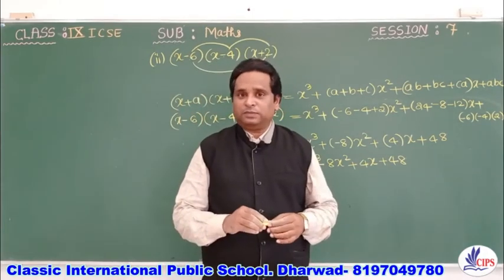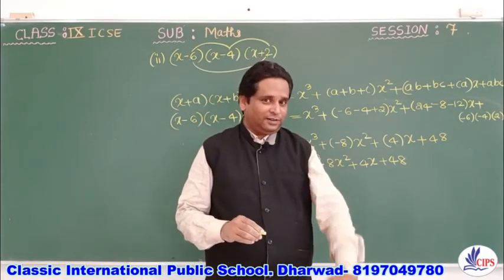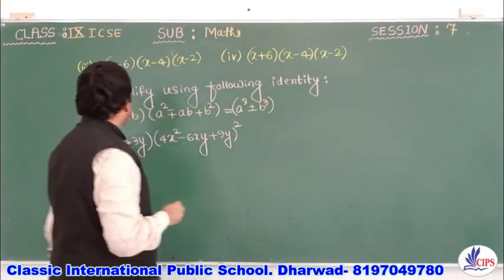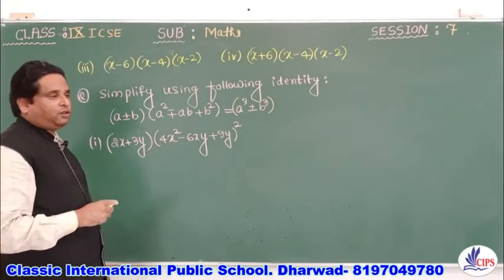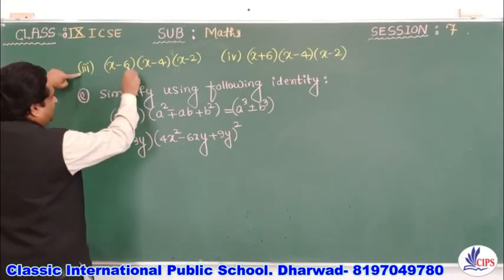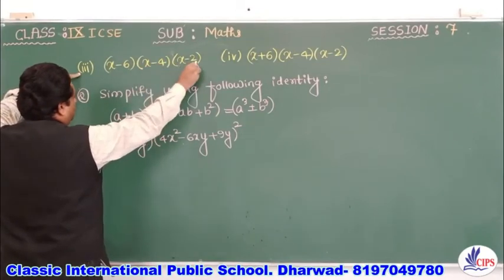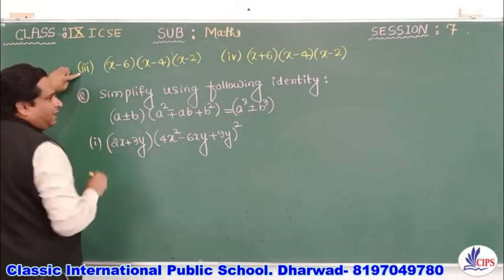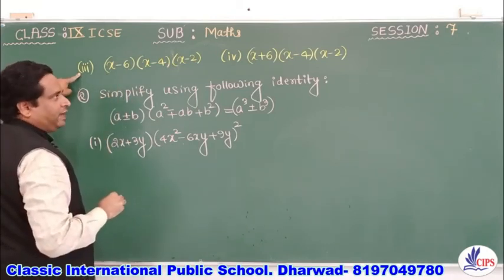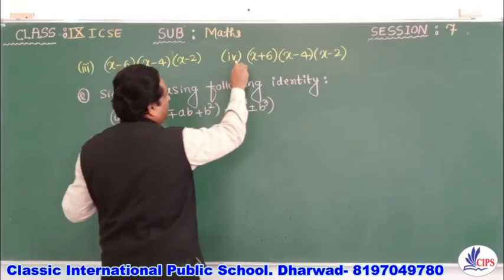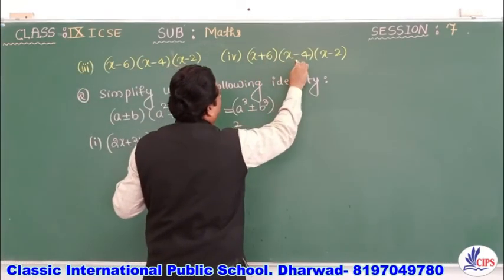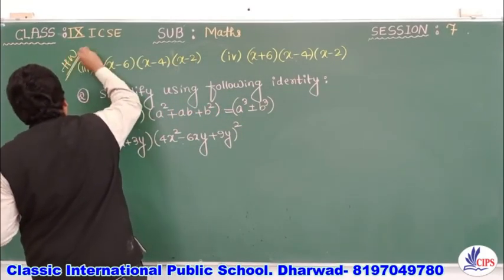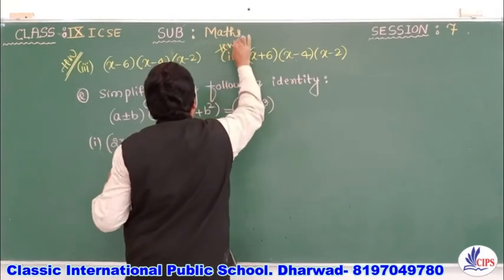Like that we have another two sums. I'll give you them as homework, children. As I told you, problem number 3 and problem number 4, you do it as homework. What is problem number 3? X minus 6 into x minus 4 into x minus 2, which is very similar to problem number 1 and problem 2. This you expand using the identity x plus a into x plus b into x plus c. Similarly, the fourth one is x plus 6 into x minus 4 into x minus 2. Both these two problems are homework for you. Do it as homework.